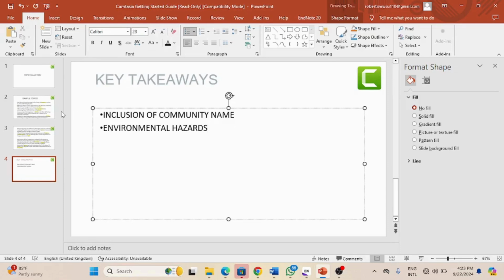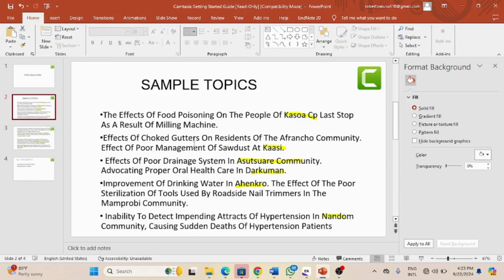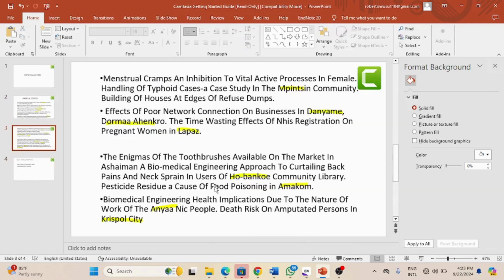So from the topics, we realize there are a lot of environmental hazards. Some were saying choked gutters, poor drainage system, improvement of drinking water. You see, environmental hazards too are some things which are necessary for you to include and will also help you.